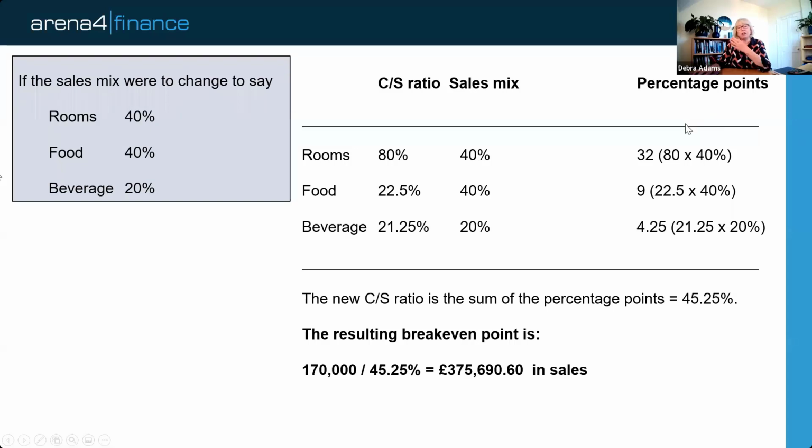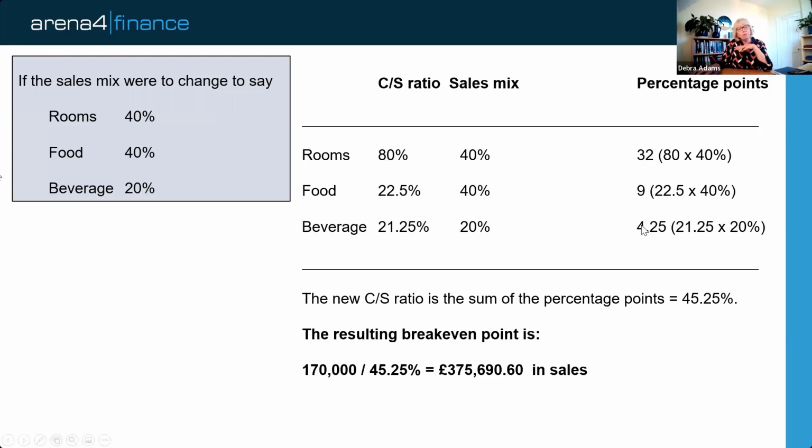Now, you don't actually have to go through and recalculate the whole model again. You can shortcut it, which is what I've done here. So I've said, well, I know that the rooms have a CS ratio of 80%. I multiply that by 0.4, then that gives me 32. This figure, 22.5, multiplied by 0.4, that gives me 9, and then the same for beverage.